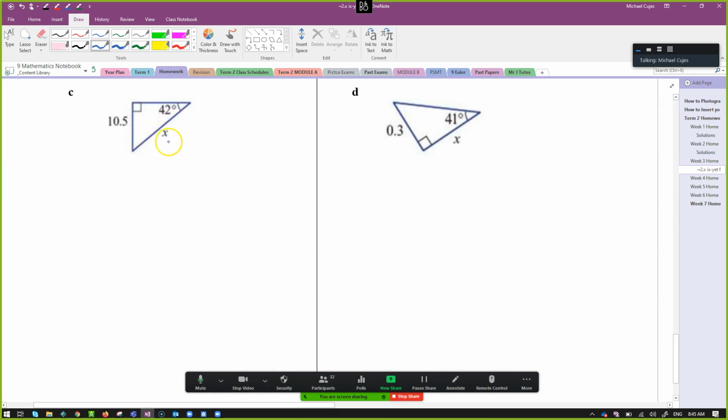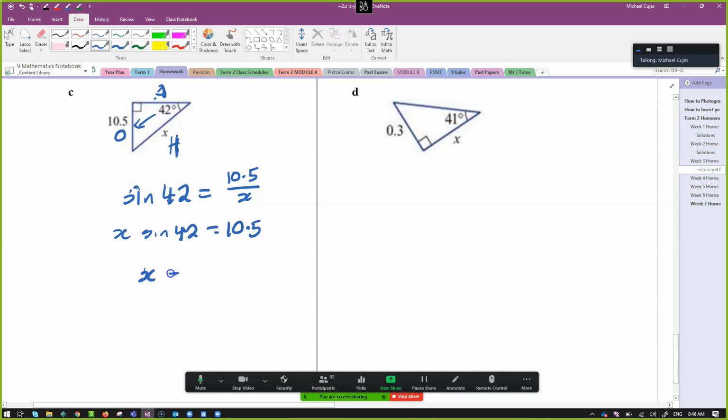Couple to go here. Label your triangle. Hypotenuse. Opposite. Adjacent. This is another sine one. Sine of 42 equals the opposite side, 10.5, divided by x. I don't like it when my x is in the denominator, so I multiply through by x. X sine 42 equals 10.5. To get x on its own, I've got to divide by sine 42. So x equals 10.5 divided by the sine of 42.